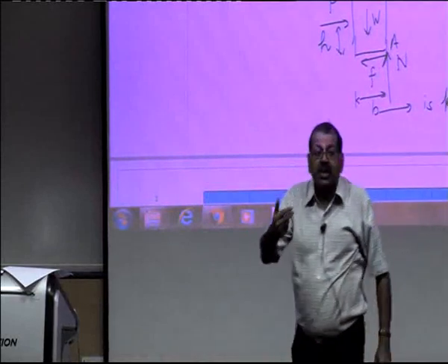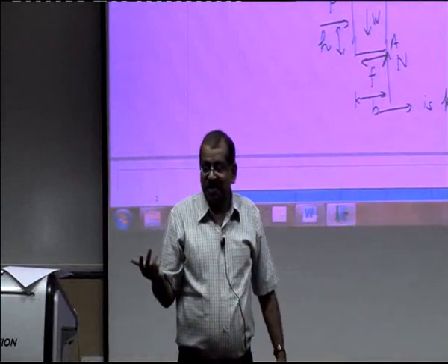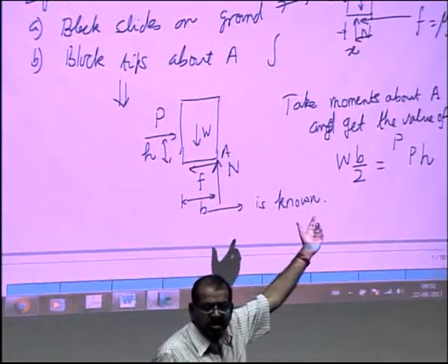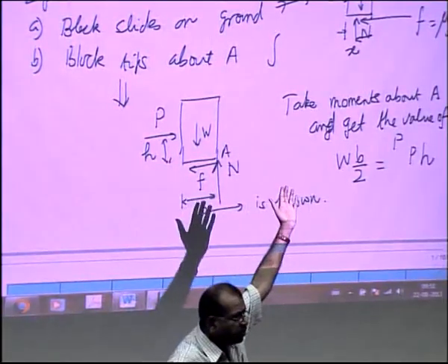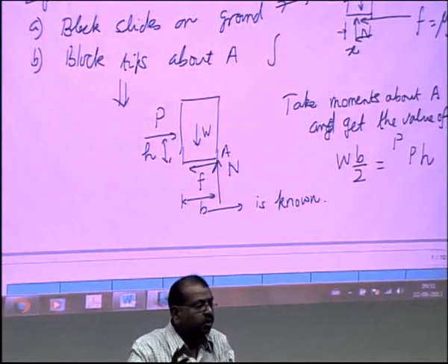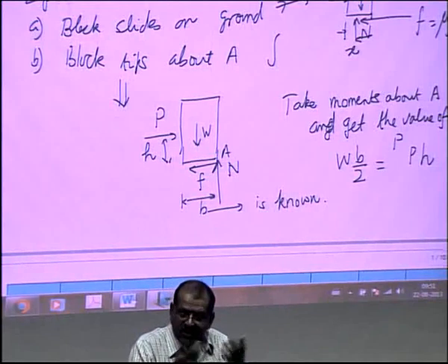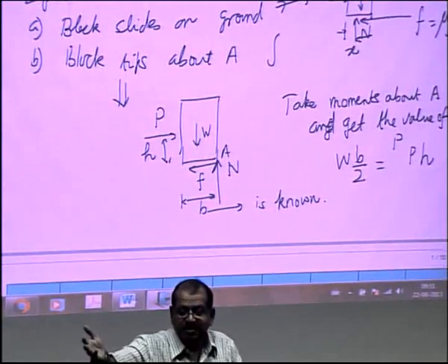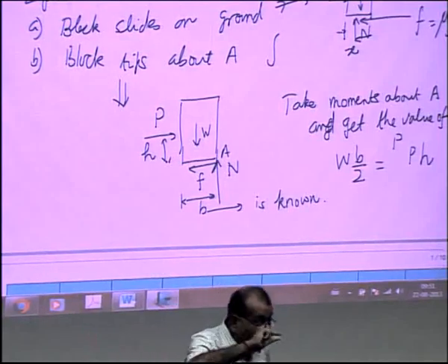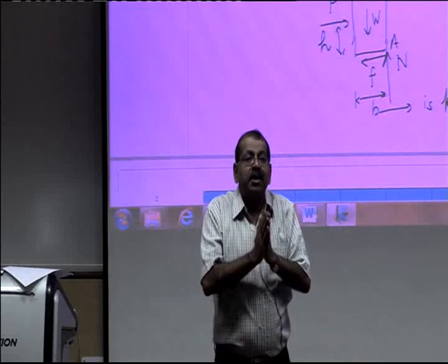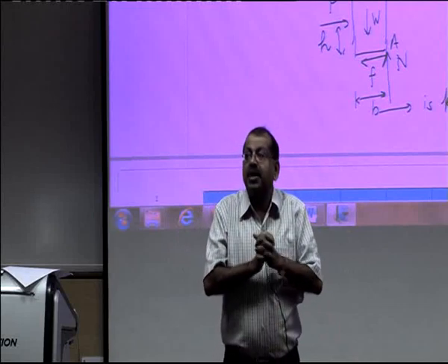So, in cases like this, you have to analyze two situations, or what you could have done is, in the first case, if you are solving the problem in the first case, work out the value of x. If x turns out to be less than b, your answer is okay. If x turns out to be greater than b, that means it will tip first. So, that last part of the analysis is very important in case there is a multiple motion scenario.